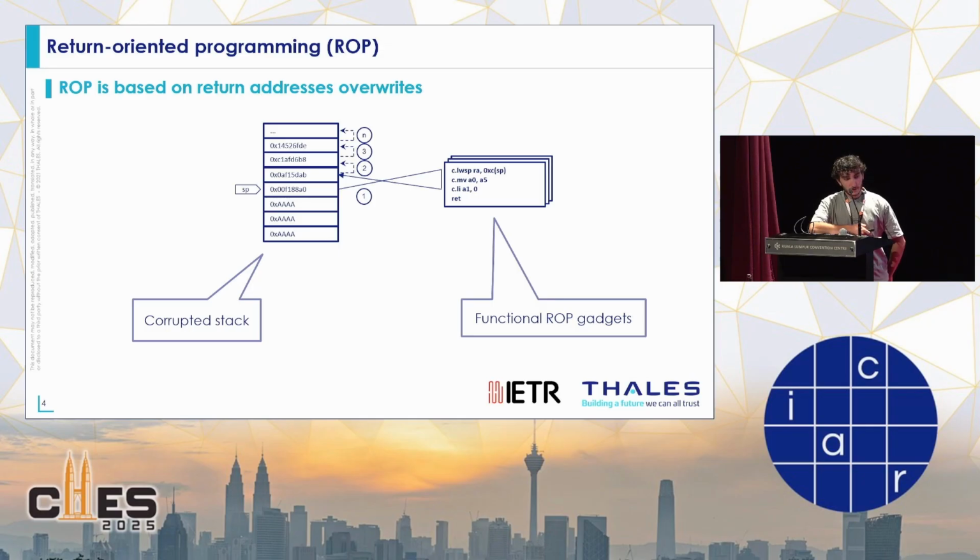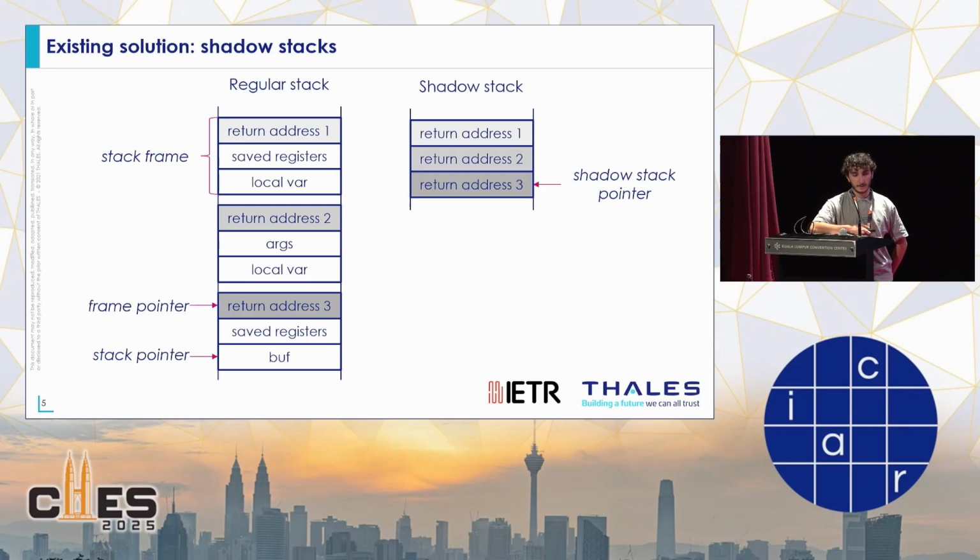So a solution against these attacks is the shadow stacks. So on the left, you have your regular program stack with the return addresses, the saved registers, and the local variables as part of your stack frames. And on the right, you have your shadow stack. So a shadow stack is a copy of the regular stack, either a full copy or only a copy of the return addresses. And it's supposedly stored in a secure memory location. And the goal of the shadow stack is to verify the integrity of the return address when you execute return instructions. So you would pop values from both stacks and then compare those values.